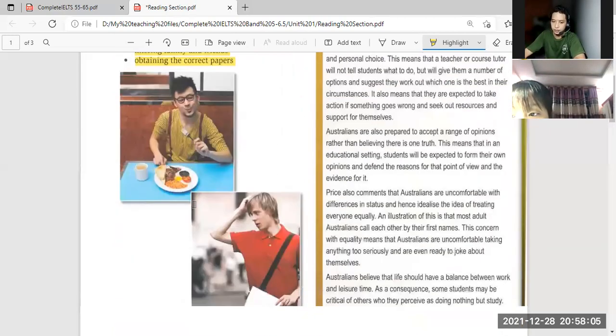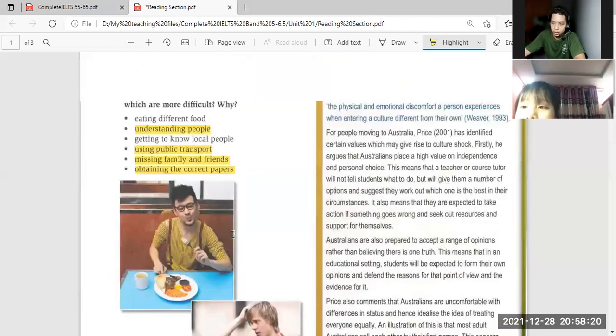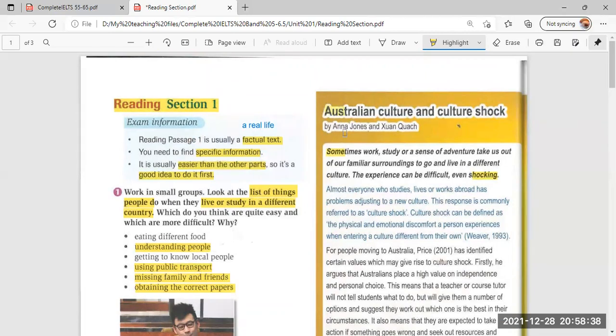Yes. Okay, very good. Now, you are going to read a passage about culture shock. Read the title of the passage and the subheading in italics. What do you think culture shock is? So read only the title and the italics paragraph, from Australian to even shocking. Are you ready? Can you read now? Yes. Australian culture and culture shock. Can you say culture and culture shock? Culture and culture shock.